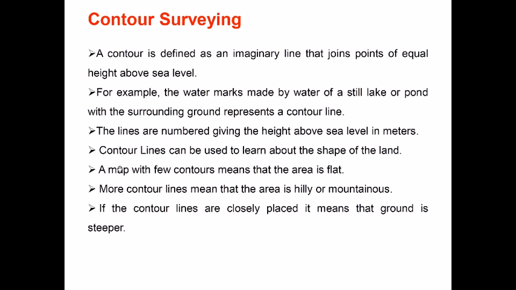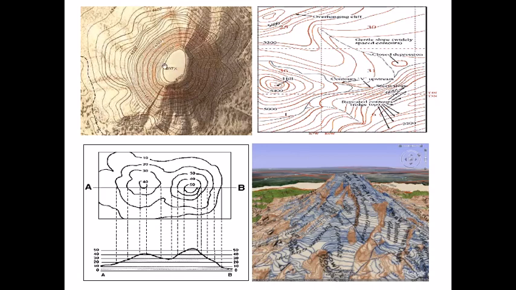We discussed that. A map with few contours means that the area is flat, because the contour lines that are drawn have a contour interval. If the first contour that I'm drawing is for 50 and the next is for 40, the next for 30, I can change it. I can draw it for 50, 45, 40, then 35 and then 30. So that depends. But if the area is steep, then the contour lines will be very close to each other, or I don't have to choose a very big contour interval.